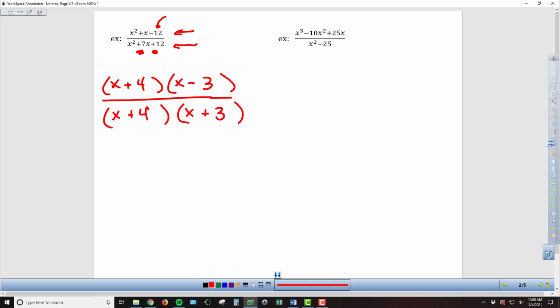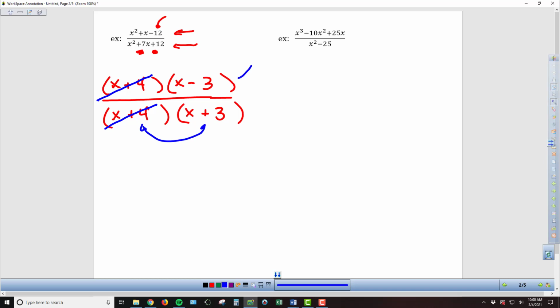So now that I have everything fully factored, now I can look to see if I have any common factors between the top and the bottom. And indeed we do. We have the x plus 4 on the top and on the bottom. I can go ahead and reduce those. And they don't even have to be stacked directly on top of each other. We could have had the reverse order of these two and I still would have been able to reduce.